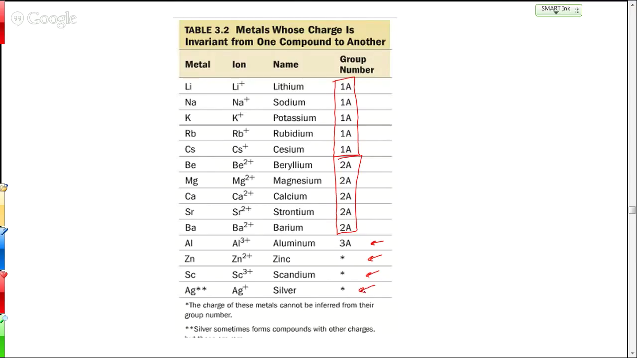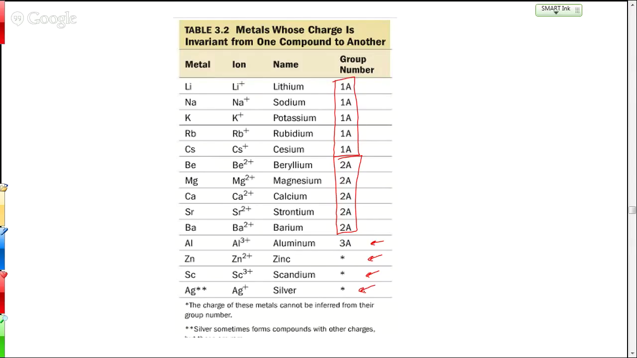So you've got 4 weird ones. Just remember 2 big lines and then 4 weird ones. The weird ones are aluminum over in 3A, zinc over in 2B, so the very edge of the transition metals is always 2+. Scandium, the very beginning of the transition metals, is 3+. And silver, which is kind of randomly right in the middle at number 47. So those are the weird ones that you just have to remember.